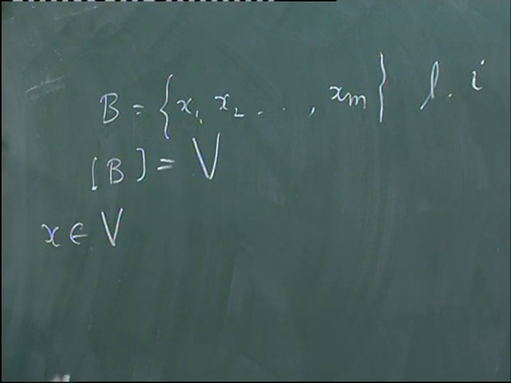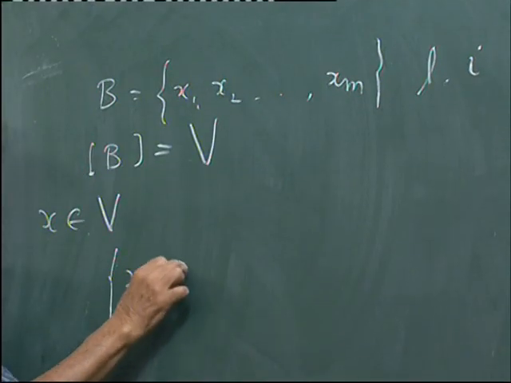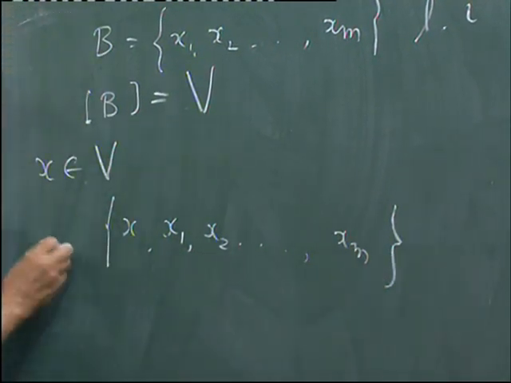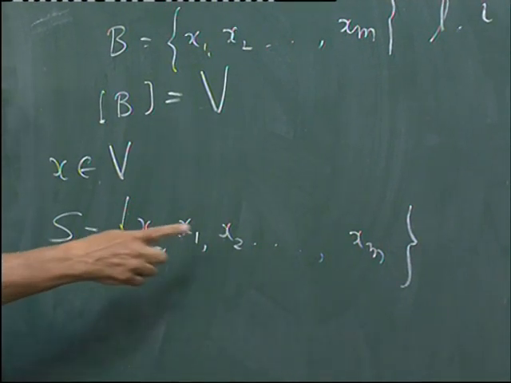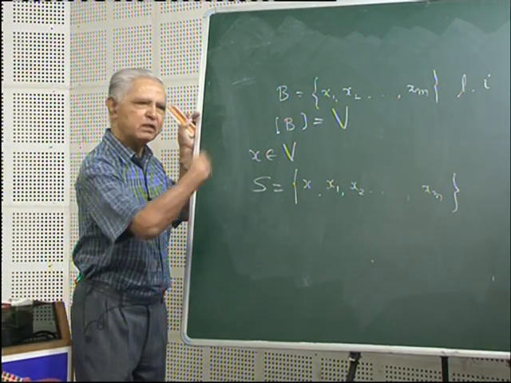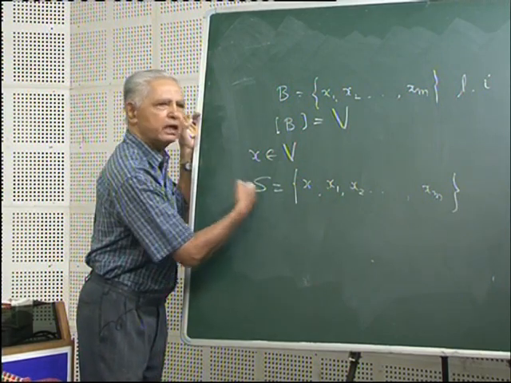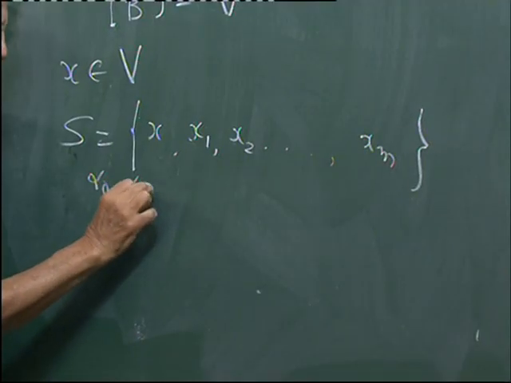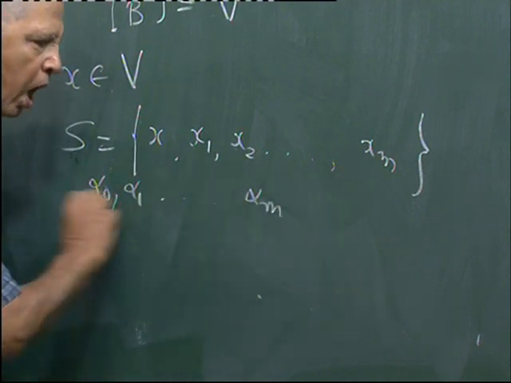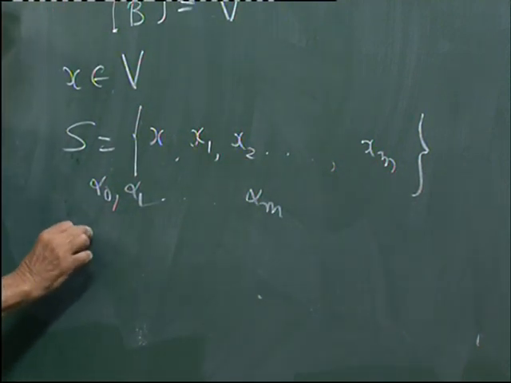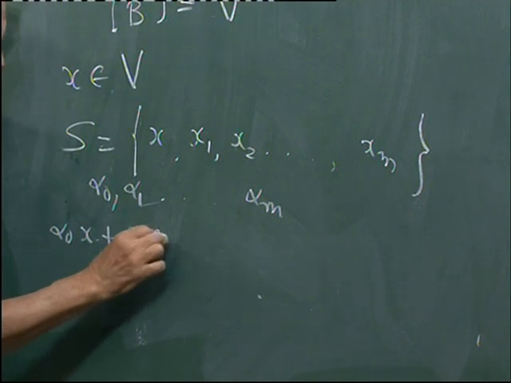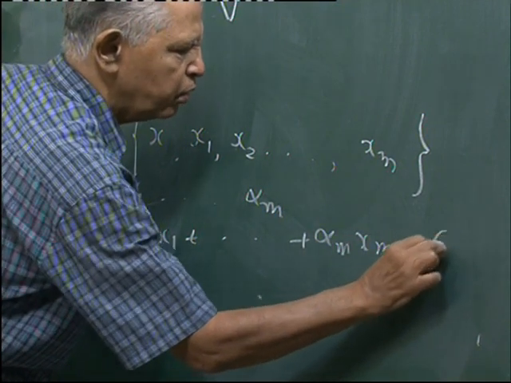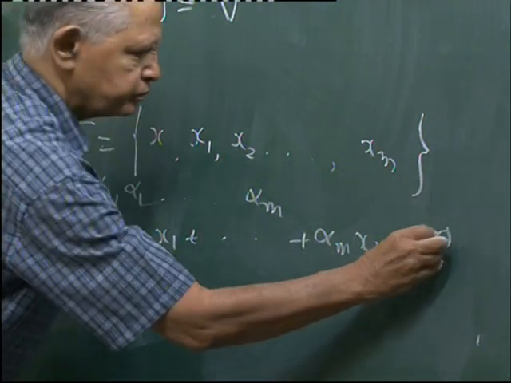All right. Now, let us take this set {x, x1, x2, ..., xm}. This set contains m plus 1 vectors, and so by the first part this set is linearly dependent, and that implies there exist scalars alpha 0, alpha 1, ..., alpha m, not all zeros, such that alpha 0 x plus alpha 1 x1 plus ... plus alpha m xm is equal to the 0 vector.